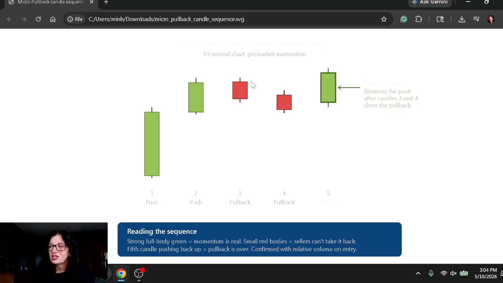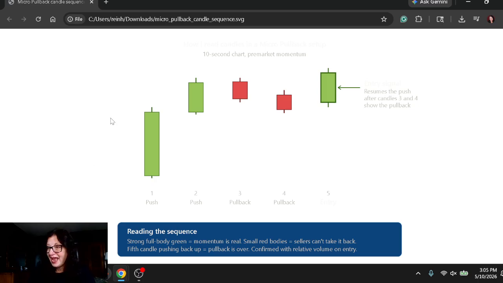Okay, candles 3 and 4 are small red bodies. Notice they're really small. There's some selling, but it didn't push it all the way back to the bottom. It came back maybe 25%. That's great. If it comes back all the way to the bottom, I'm not interested.